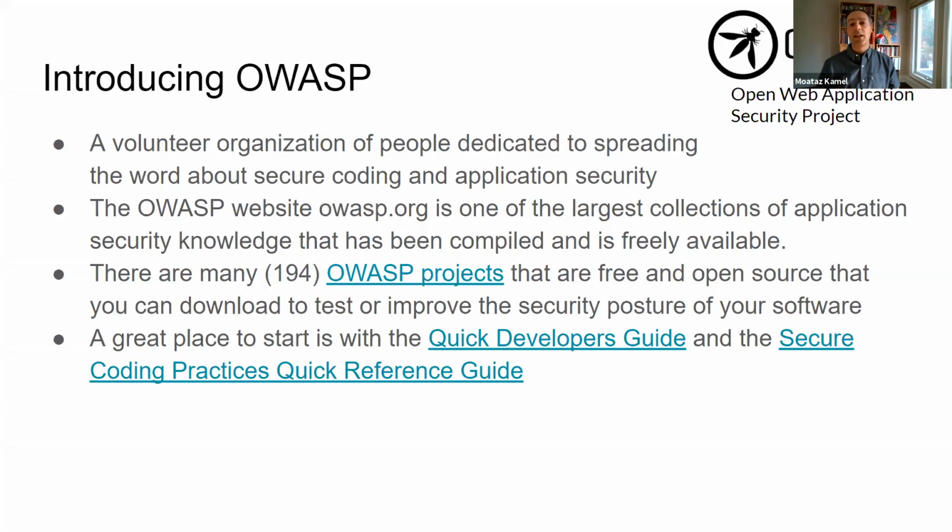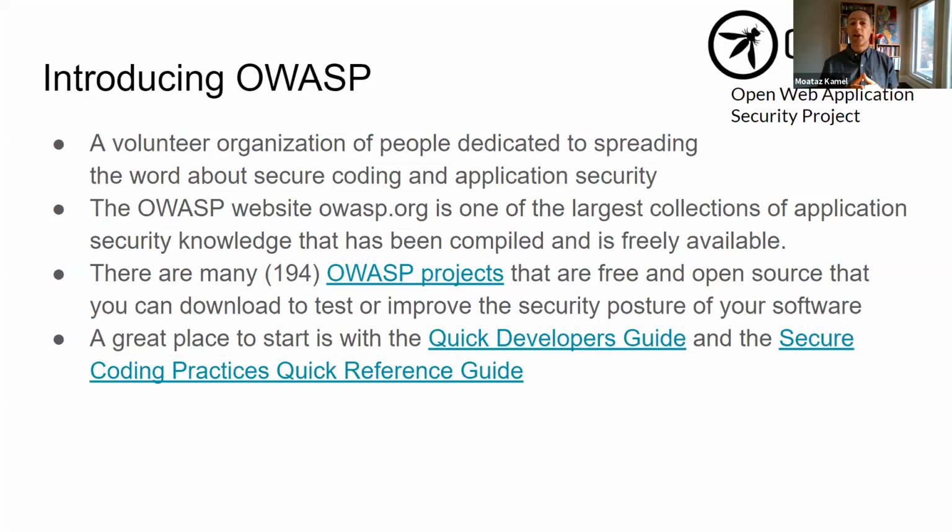And there are many, many OWASP projects. There are 194 as of now that are free and open source that you can download, which will help you learn about security and also help you improve the security posture of your software. As I mentioned, there are things like container security. There are projects that let you simulate a vulnerable application and then try to exploit the vulnerabilities. So you can use those tools to test your own software.